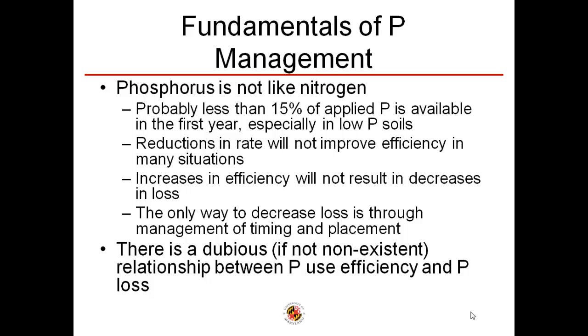So we have to manage phosphorus differently than nitrogen. For environmental protection, agronomic phosphorus use efficiency doesn't help us, so that's not really our goal. We have to protect that phosphorus that's in the soil from loss, which is a whole different discussion.